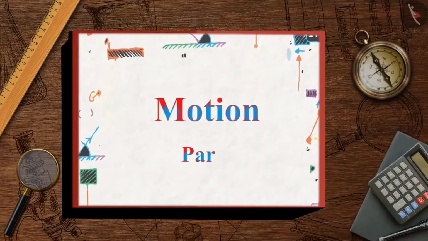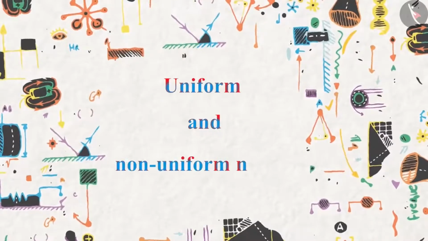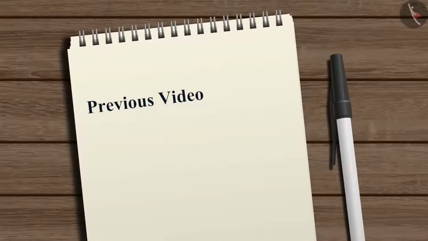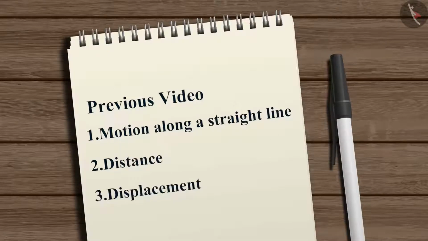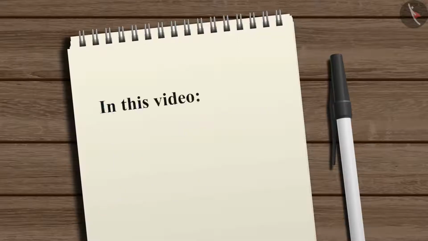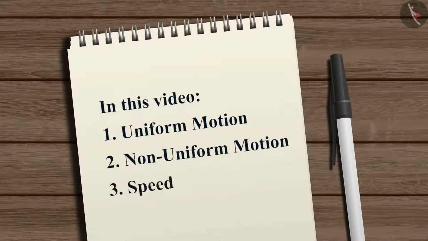Motion Part 2. Uniform and non-uniform motion. In the previous video, we learnt about the motion of an object along a straight line, about the concepts of distance and displacement. In this video, we will learn about uniform and non-uniform motion and about speed.